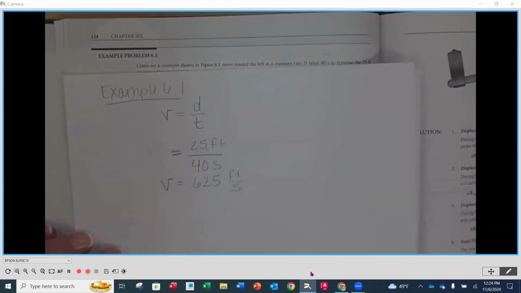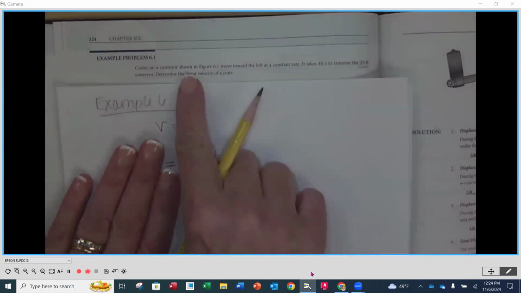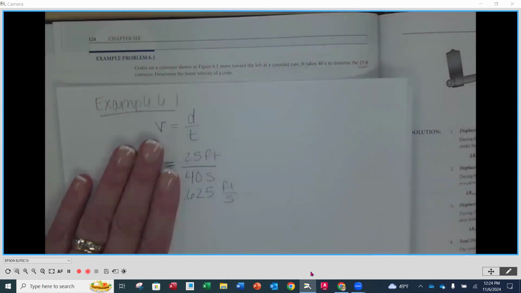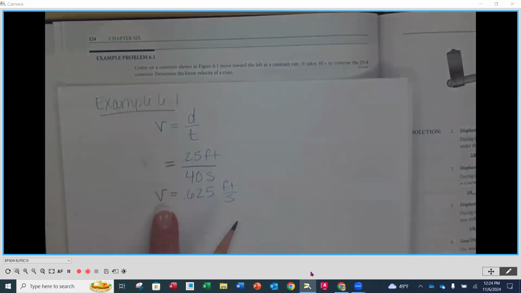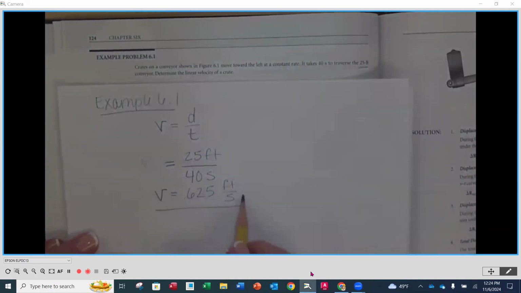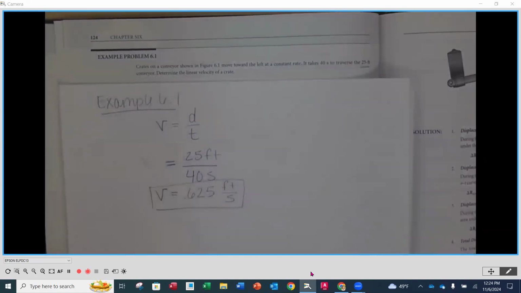Now, the other thing: when you show me a final answer, don't just show me the number and put a box around it. I want you to answer the question. And the question was, determine the linear velocity. So the variable for linear velocity is v. You need to say v is equal to, and now you're going to put a box around your final answer. That tells me definitively you've ended this question, and this is what you're presenting to me, Kelly.